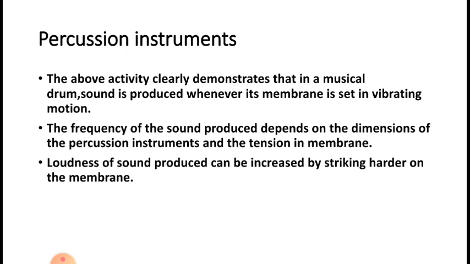The above activity clearly demonstrates that in a musical drum, sound is produced whenever its membrane is set in vibrating motion. So, we know that vibrating objects produce sound. The frequency of the sound produced depends on the dimension of the percussion instrument and the tension in the membrane. Tension is nothing but the stretchness of the membrane. Loudness of the sound produced can be increased by striking harder on the membrane.